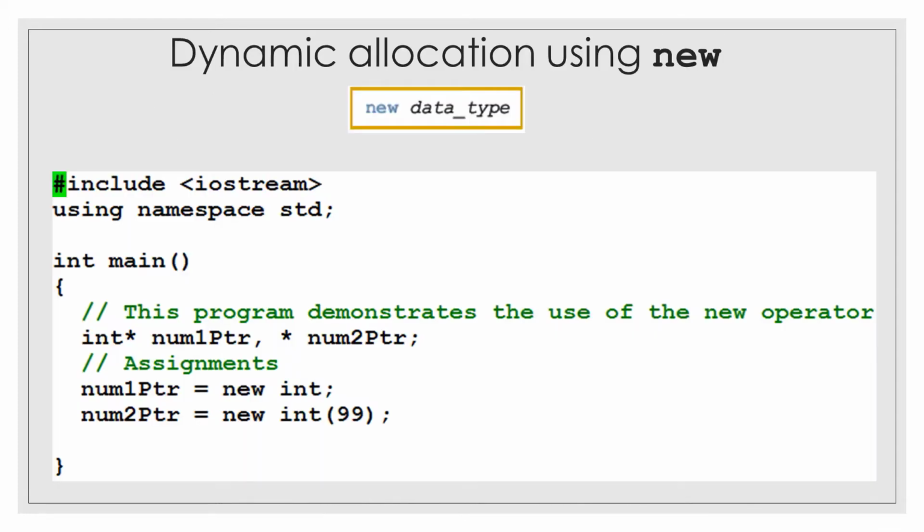Here's another example of the new operator in action. num1 pointer is given a pointer to an integer. There's nothing in that space, it's just a space big enough to store an integer. num2 pointer is given a pointer to an integer that contains the value 99.